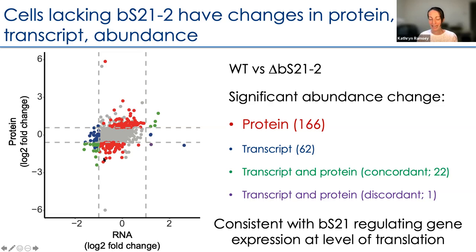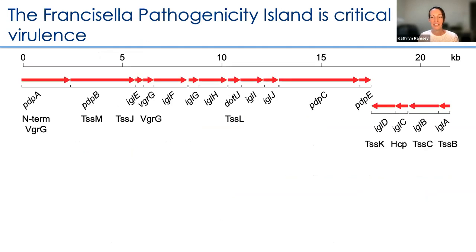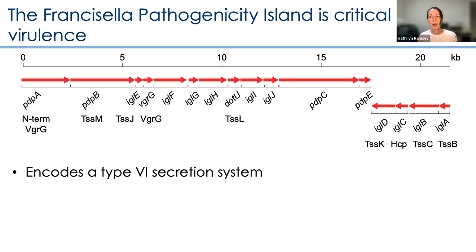And they caught my eye because as a Francisella researcher, I was very familiar with them. They're genes encoded on what's called the Francisella pathogenicity island, or the FPI. So this is a set of genes in Francisella species, and the live vaccine strain is 16 genes. It's absolutely critical for virulence and intracellular survival. So they encode this type 6 secretion system.